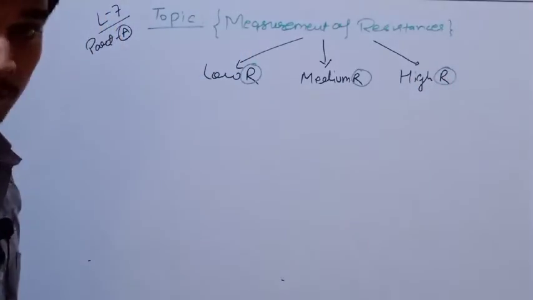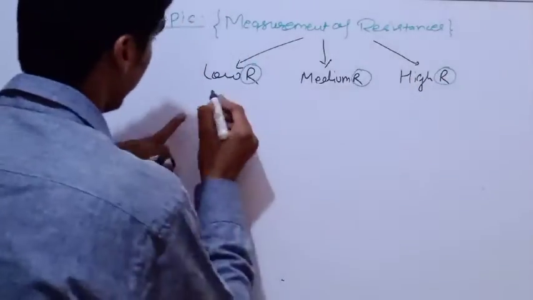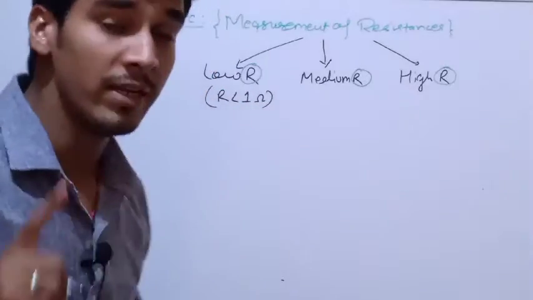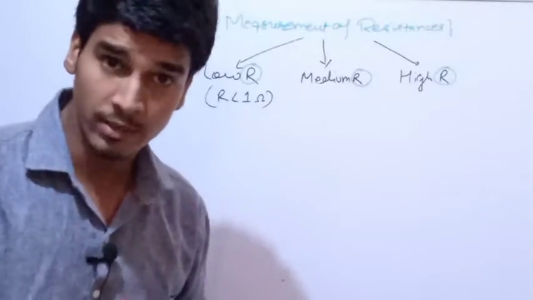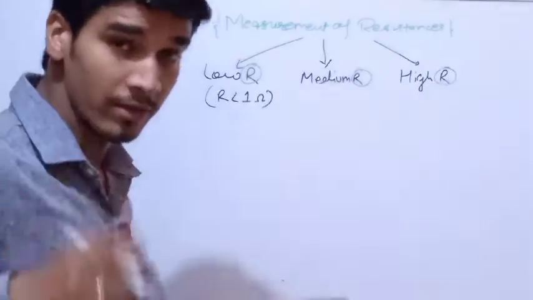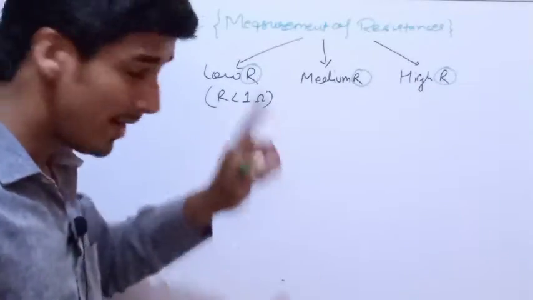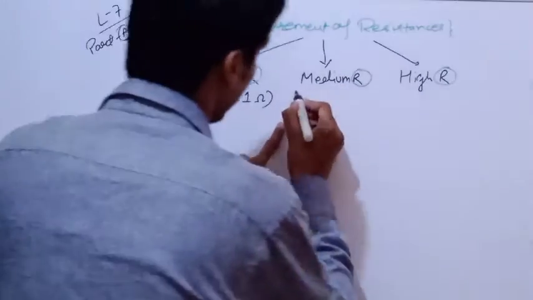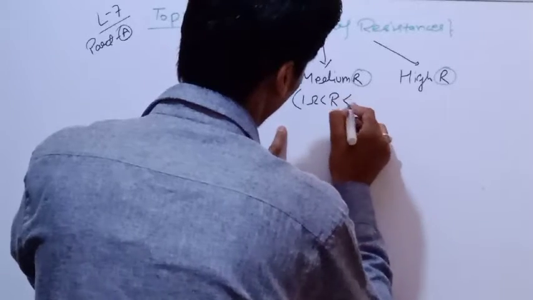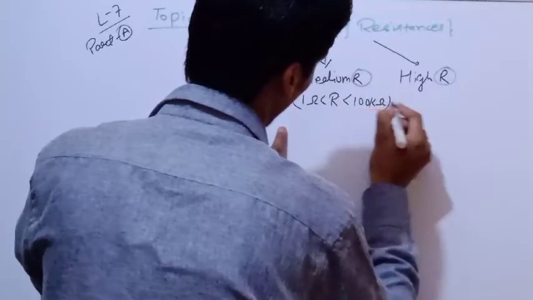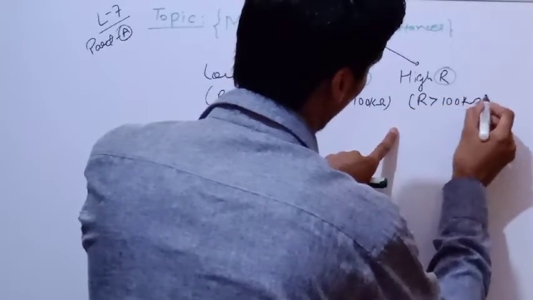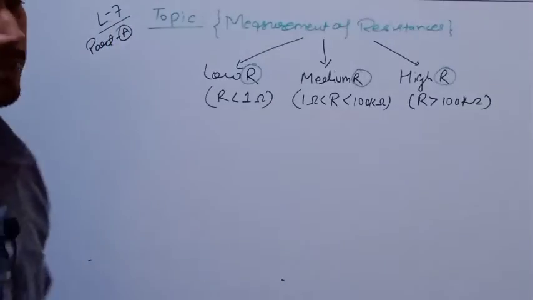Whenever the value of any resistance is lower than 1 ohm, it comes into the first category, low resistance. Whenever the value of resistance is greater than 1 ohm but less than 100 kilo ohm, that resistance comes into the medium category. And the third one is when the resistance value is more than 100 kilo ohm. So these are the 3 categories of the measurement of resistances.